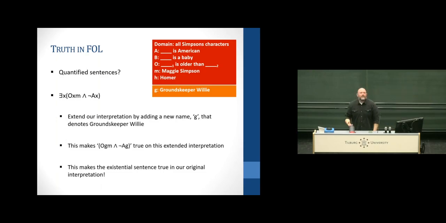Existential's easy. Is there even one object in the domain that does the job? Yes. This one. So the extended interpretation is kind of the red block with this bolted on extra name that we didn't have. And by extending the interpretation, it lets us construct this sentence.